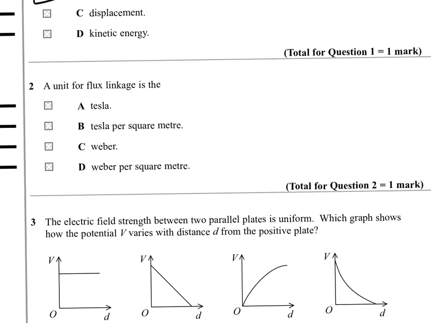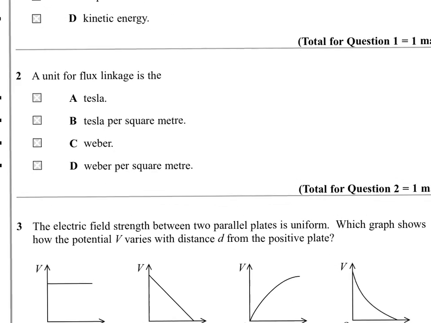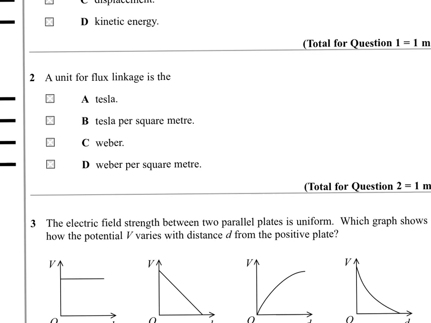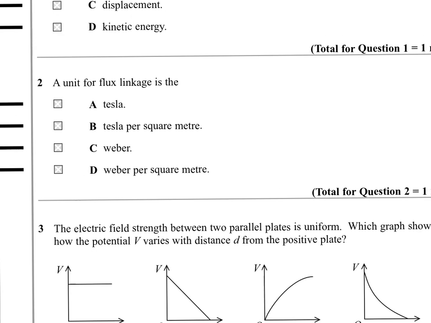Question 2. Unit for flux linkage is which of these? So, you know, we could be looking at something related to N-phi, which is like NBA. But actually, they're just trying to tease you into looking at those units like Teslas and meter squared and stuff like that, because the unit of phi is the Weber, and it's right there.